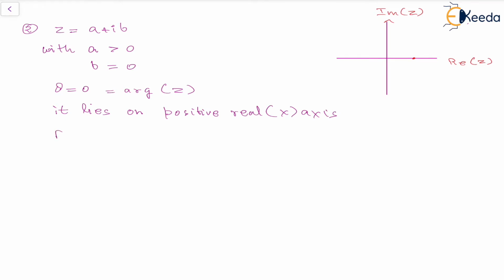For example, let's say z equal to 5. So this is basically 5 plus 0i.